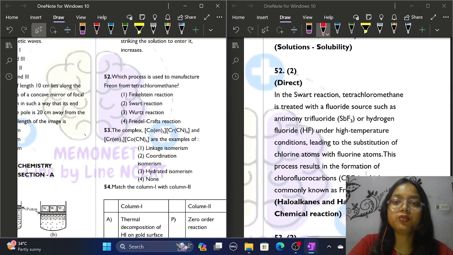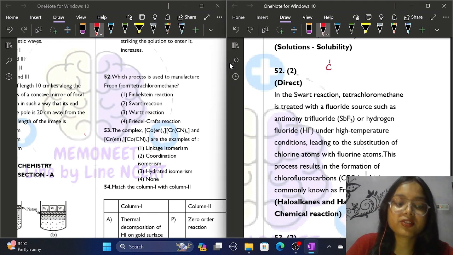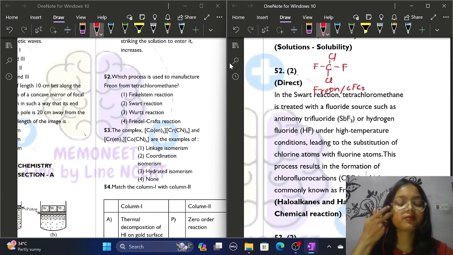Question number 52. Which process is used to manufacture freon from tetrachloromethane? Okay, so freon, what will be the structure of freon? Here it is Cl, Cl and here it is F and F. So this is freon. It is also known as CFCs.